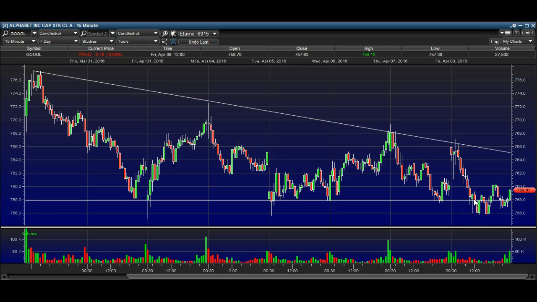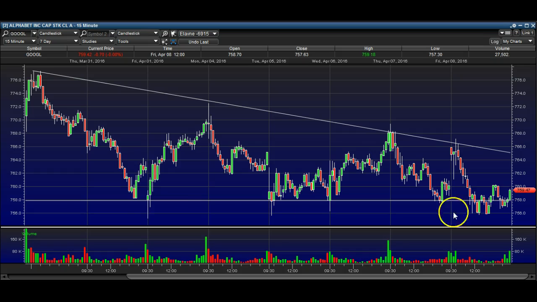Now, why did I not take that trade if it broke below that support and it was on my watch list? Well, I'm going to tell you why. The reason is because Google had already reached its average range on this drop. And what is average range? Average range is the average range that a stock moves in a day.